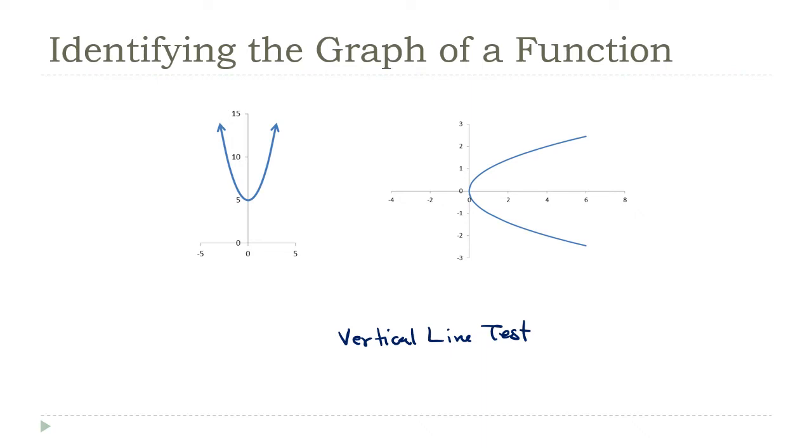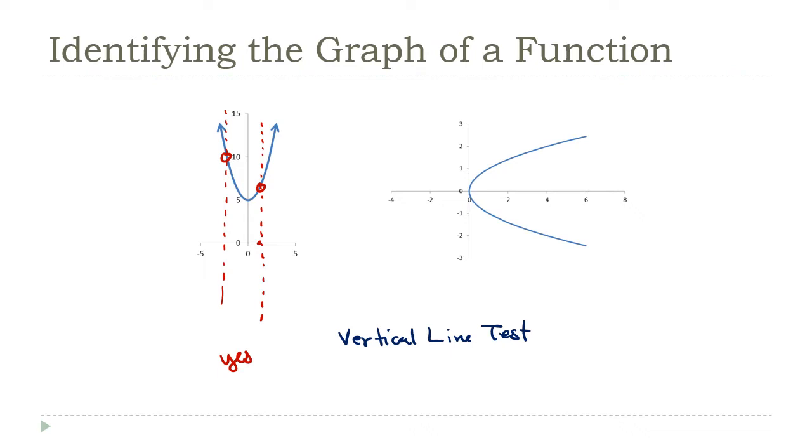Because basically what we're doing is we're picking an x value and drawing a vertical line through that x value, and the places where it crosses the graph are the corresponding y values. If we always get exactly one y value for each x value we pick, then the graph we're looking at does represent a function.